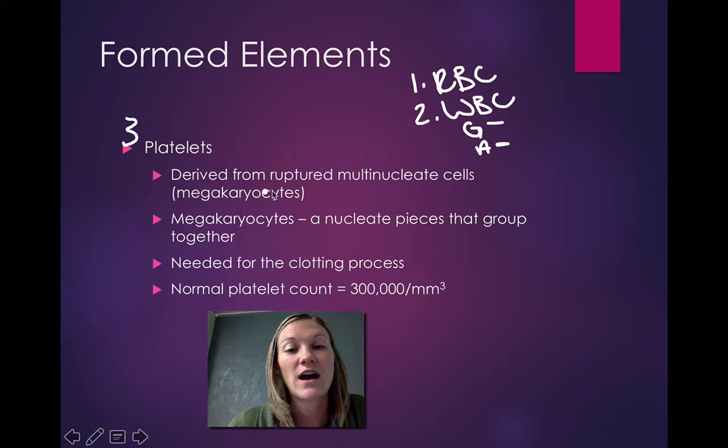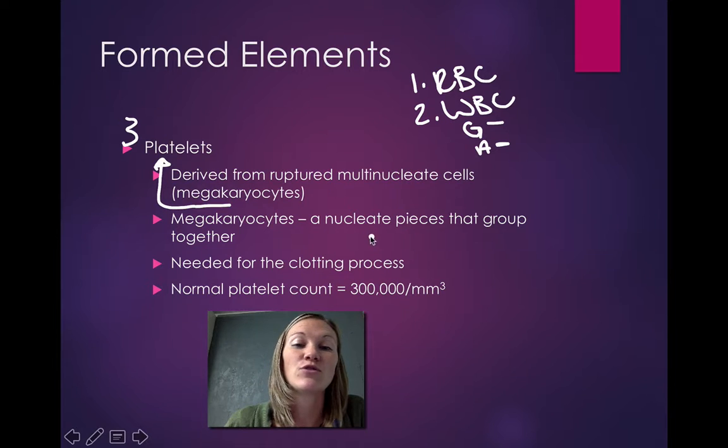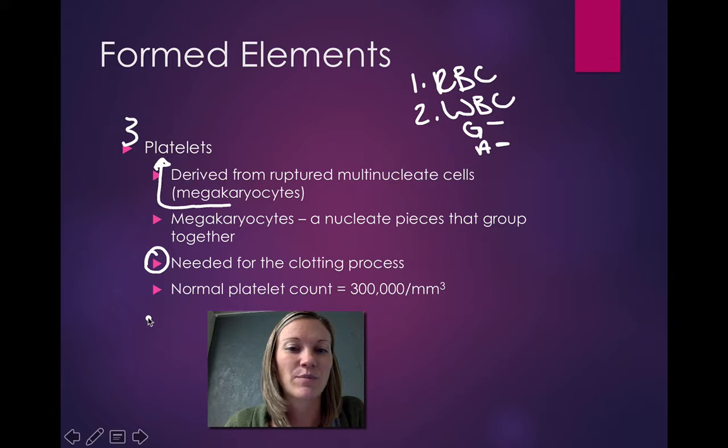These are derived from ruptured multinucleate cells. We call them megakaryocytes. So the megakaryocytes are what give rise to the platelets. They group pieces of the nucleus together, and it ends up making a platelet. Platelets are really required for the clotting process, which we'll talk about in the next couple of videos. And the normal platelet count is about 300,000.